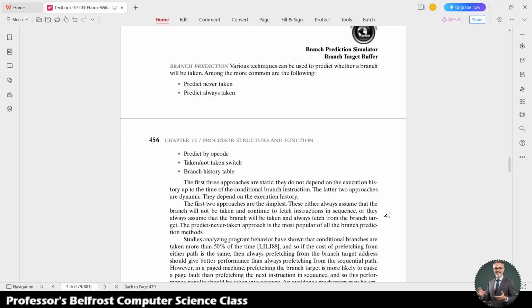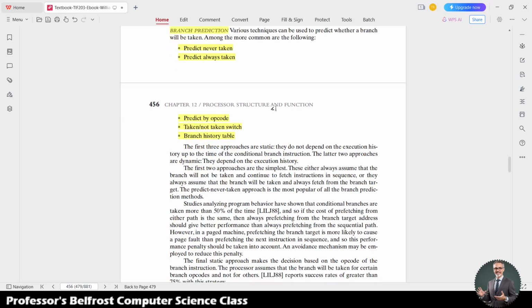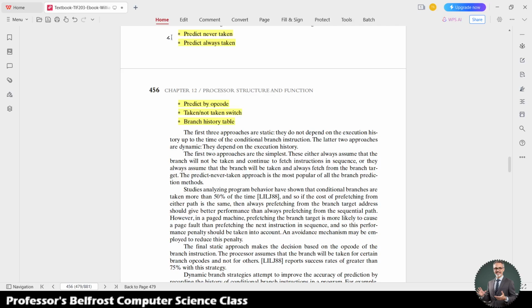Maybe this is the last one for today's video: branch prediction. There are various techniques that can be used to predict whether a branch will be taken. Here are five that are pointed out in the book. The first is predict never taken, then predict always taken, predict by opcode, taken/not taken switch, and branch history table.